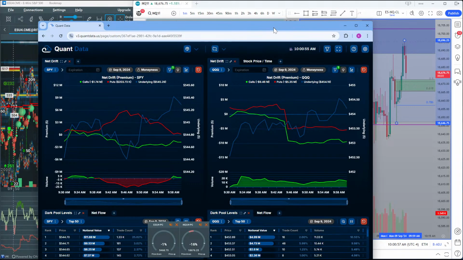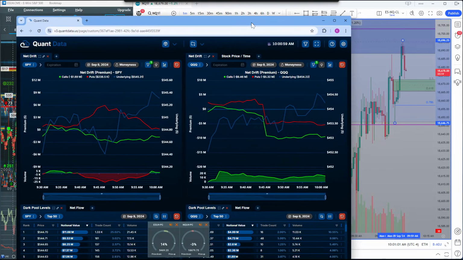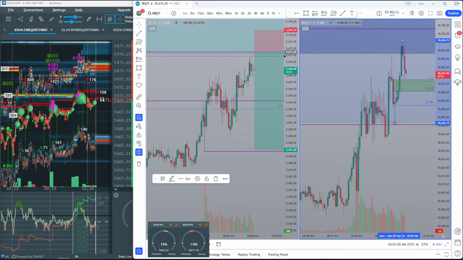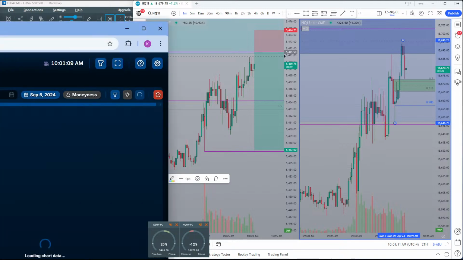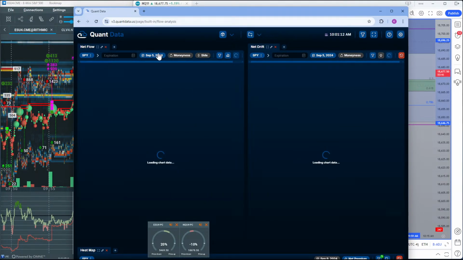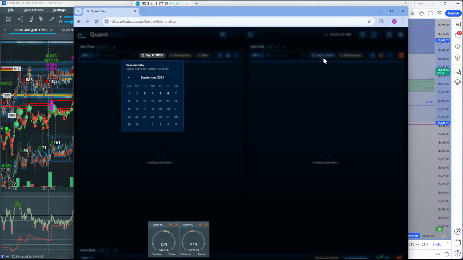Call put ratio. I'm sorry, the net drift. Still a bit more bearish. But just a lot of chop right now. A lot of uncertainty in the market. Look at the flow analysis. Oh, let's get off that.